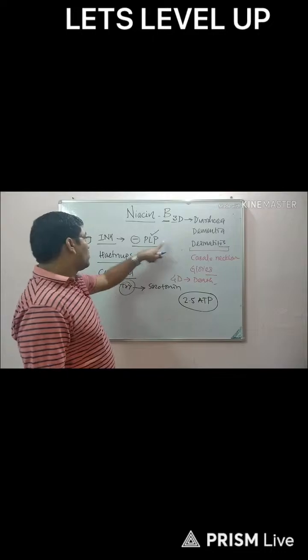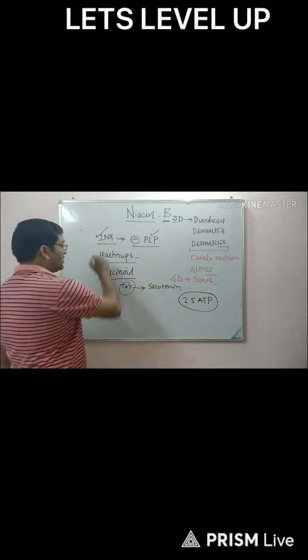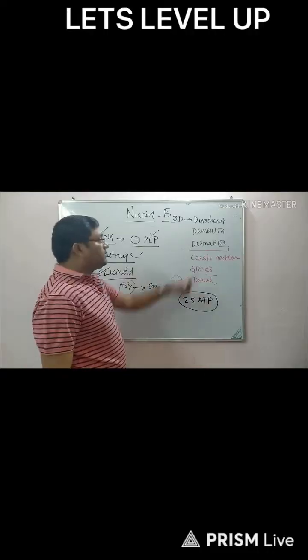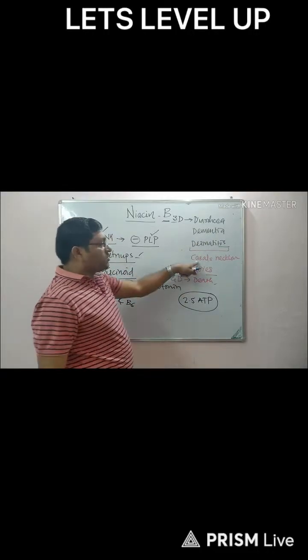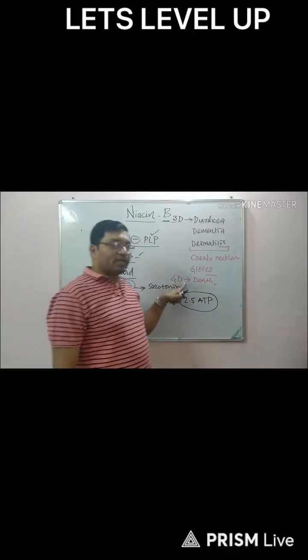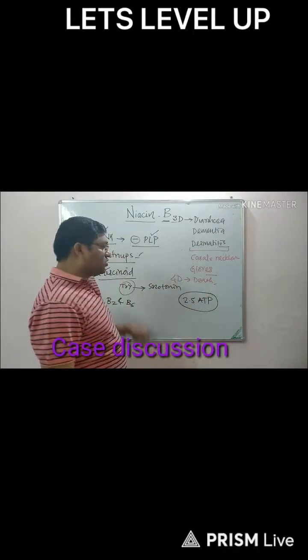Then deficiency manifestation can occur in patients on INH therapy for tuberculosis, Hartnup disease, carcinoid syndrome, and patients with deficiency of B2 and B6, that is pyridoxal phosphate. Then symptoms are diarrhea, dementia, and dermatitis, and the special appearance of the neck due to the dermatitis. It is Casal's necklace and gloves and stocking appearance of hand and feet. There is 4D. If kept untreated, it can lead to death. So this is all about niacin.